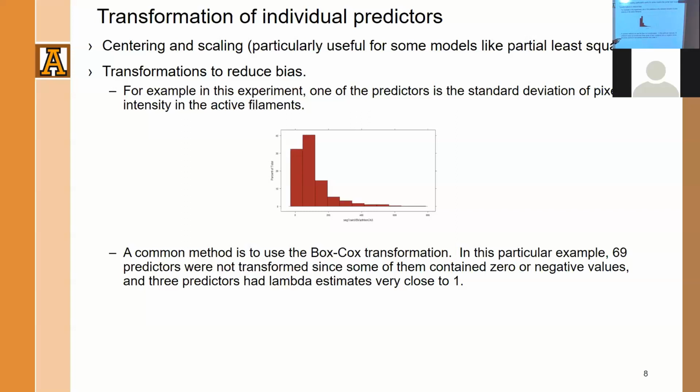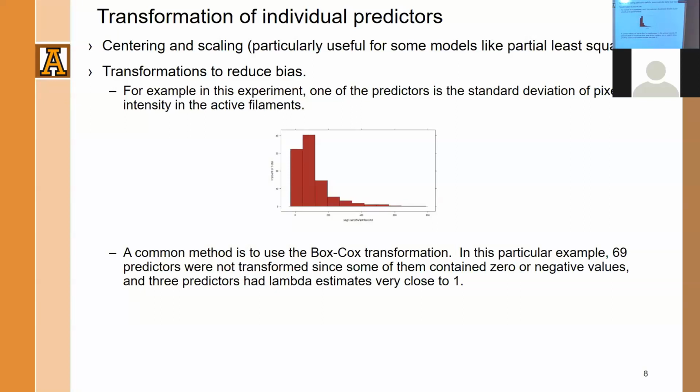In this example, we'll see 69 predictors were not transformed, since some of them contain 0 or negative values, and then you cannot apply the log. Remember, the Box-Cox transformation has a parameter lambda, which is chosen to approximate normality, and if lambda is equal to 0, that's equivalent to taking the logarithm. We cannot take the log of negative values or zeros, so those 69 predictors were not transformed. And 3 predictors have a lambda estimate very close to 1, so they were not transformed either.